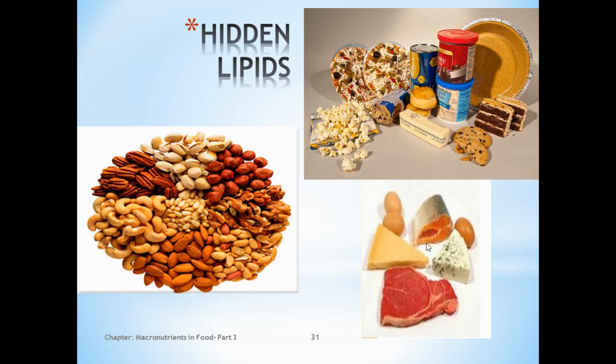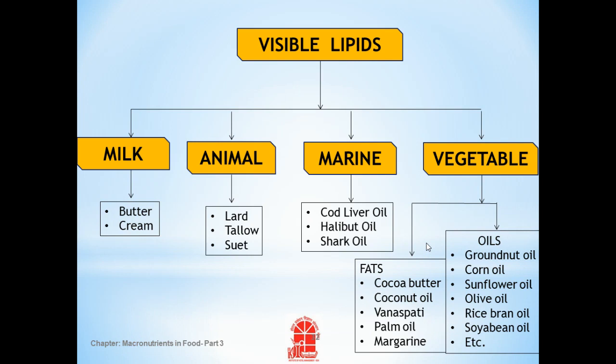Then we have hidden lipids. Hidden lipids is a lipid that is in the food, but we can't say how much is there in the food. So they are basically in the hidden form. When we separate the fats and oils from these hidden sources, we call them the visible sources or the visible lipids. So they are broken down into subcategories.